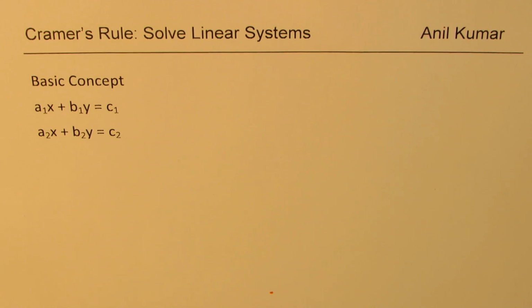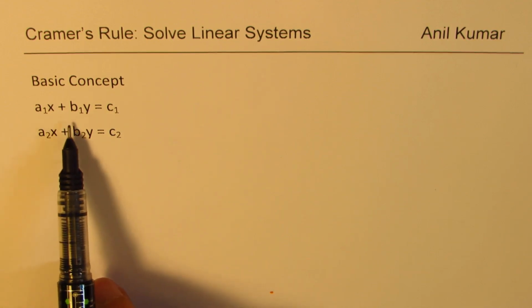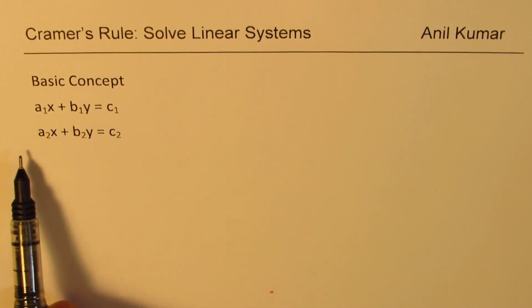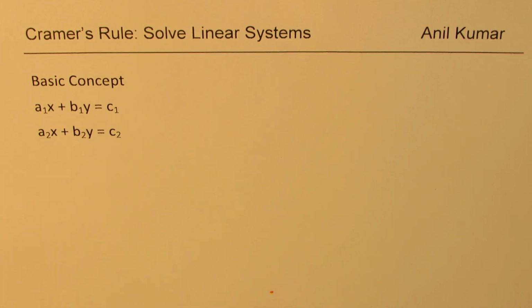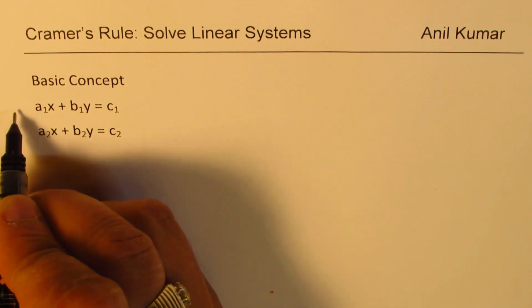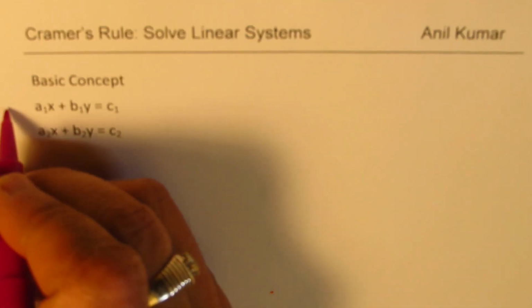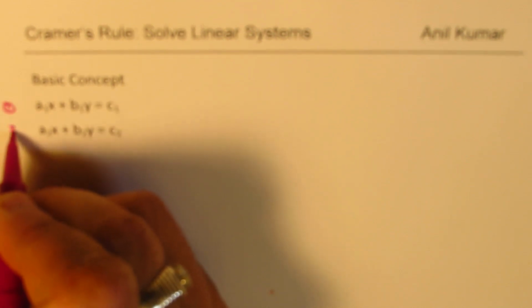We'll now discuss Cramer's rule and understand how to solve linear systems using Cramer's rule. To understand the basic concept, I've taken a very general equation: a1x plus b1y equals c1, a2x plus b2y equals c2. Let's number these equations as equation number 1 and 2.